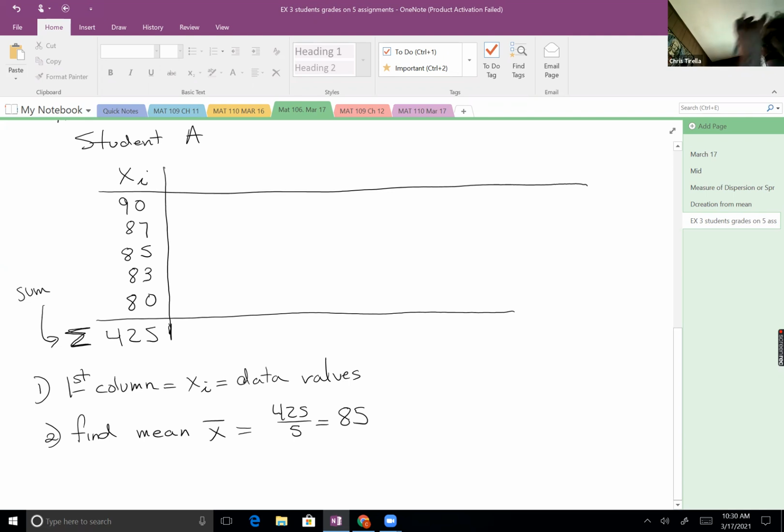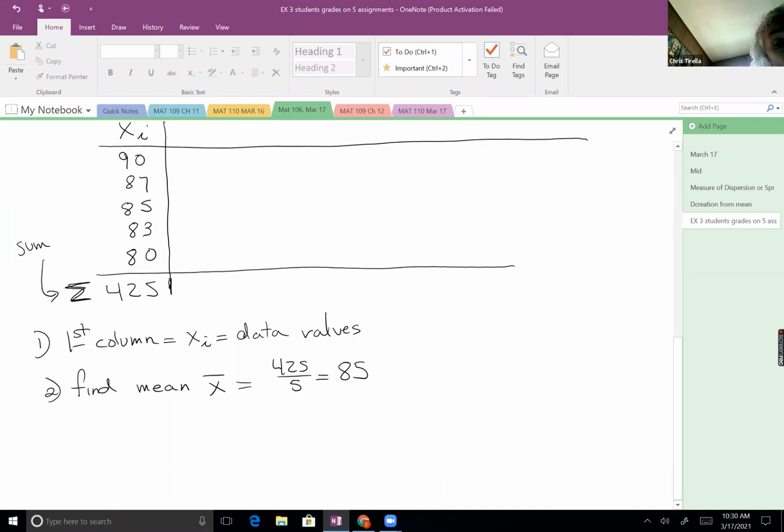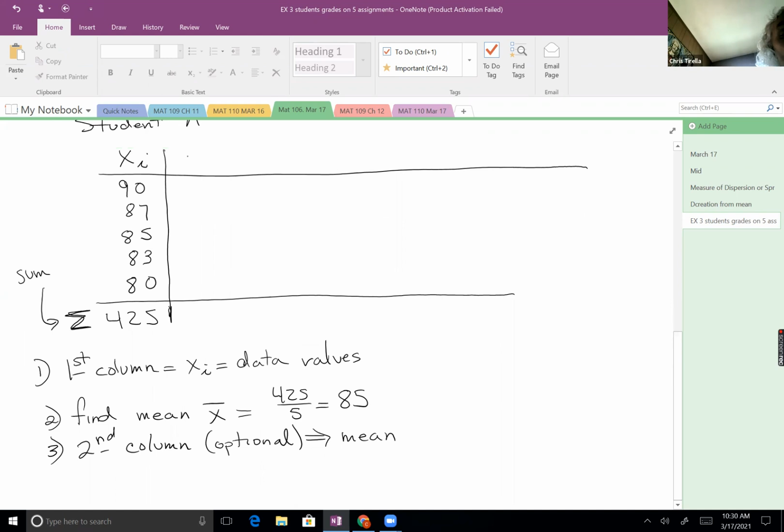The next column is optional, but in all of my years of doing this, I find that students find it helpful. So for the second column, which is optional, I just fill it in with the mean. So I'm going to call that X bar, and I'm going to just say, okay, that mean is 85.